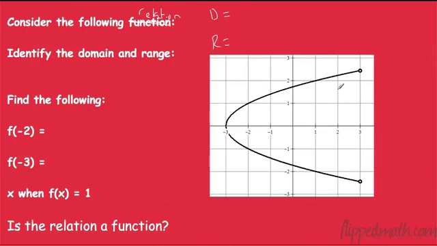Now, do I want to list every single point on this line? No, I don't want to do that. All right. First of all, it would take forever. It's impossible. We can't do it. So here's what we're going to do. We're going to look at our graph, and we're going to write in interval notation our domain and range.